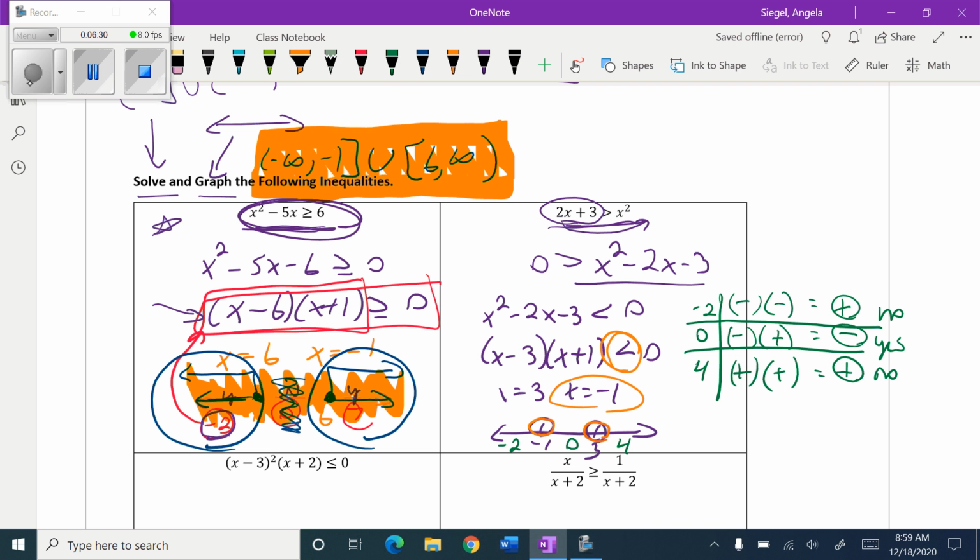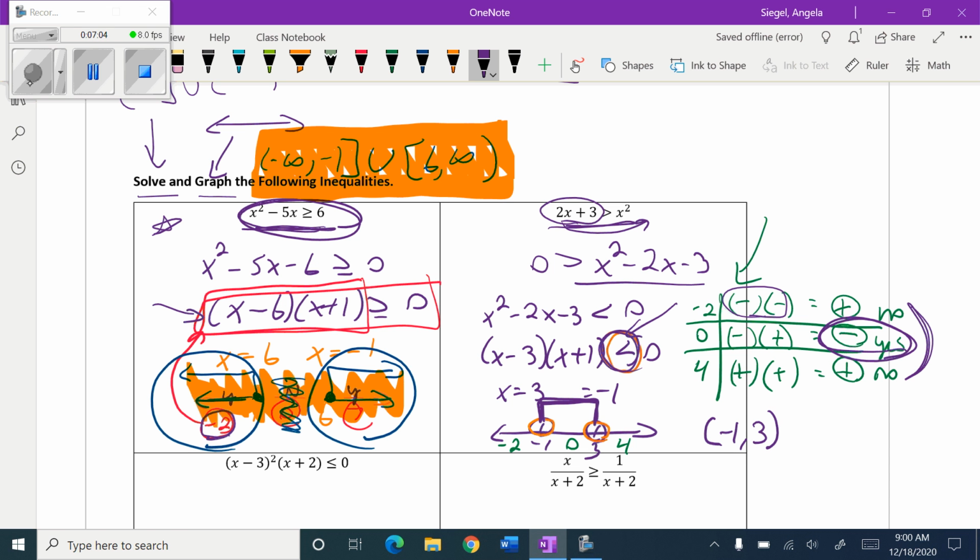Okay, so I showed my work up here, and I just use my negative and positive trick. So the thing is I want this one actually to be negative. That's my goal, because I want it to be less than 0. So these two right here were positive, so it's not going to work. So the only thing that worked is that section between -1 and 3. So I want that section, so it's going to look like that. So my answer is going to be parentheses -1 to 3 parentheses.